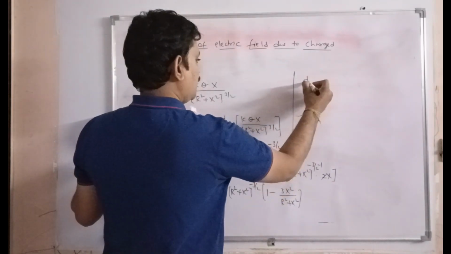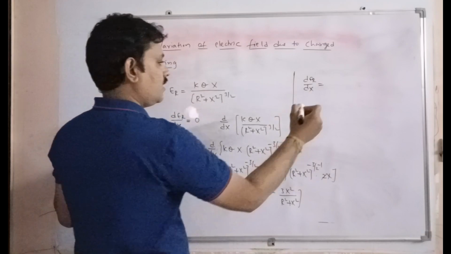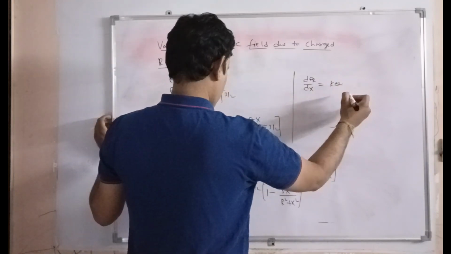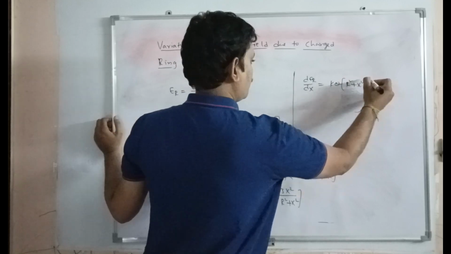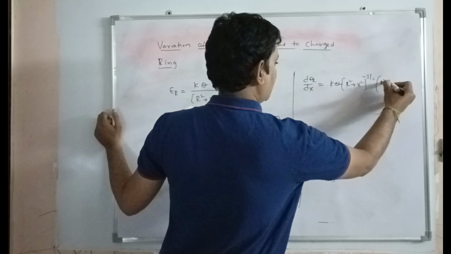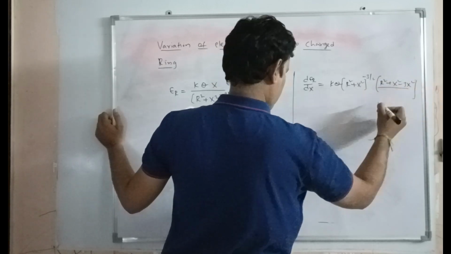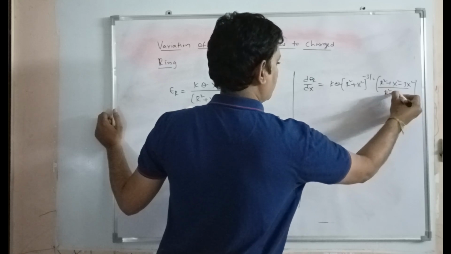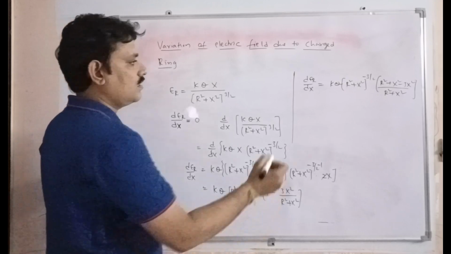So dE/dx is equal to kQ into (r² + x²)^(-3/2) into [(r² + x²) - 3x²] by (r² + x²). That is the factor.